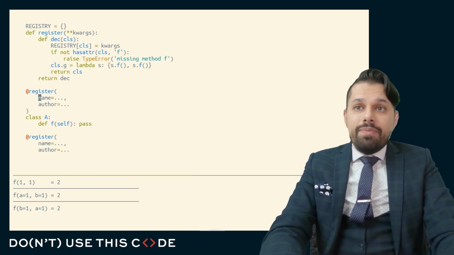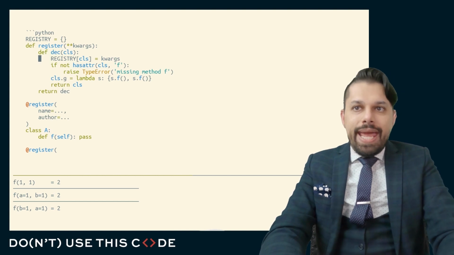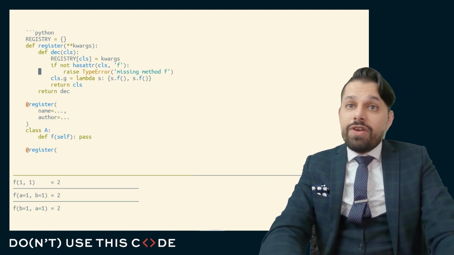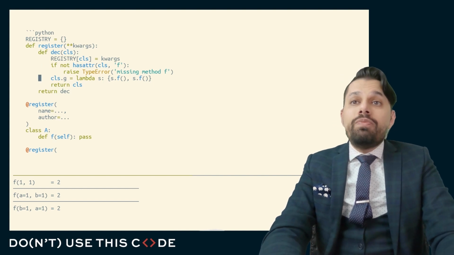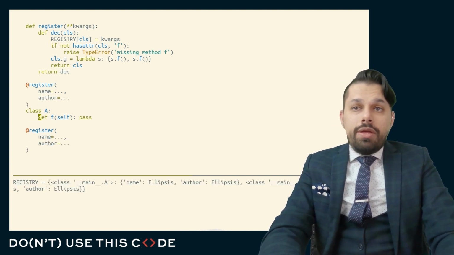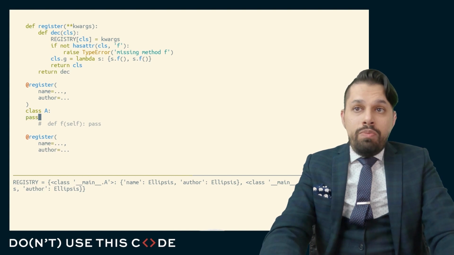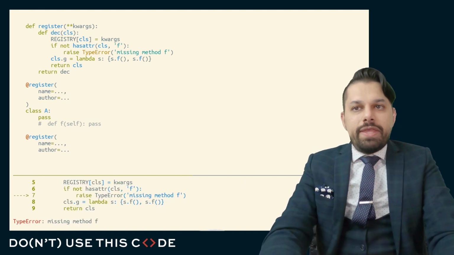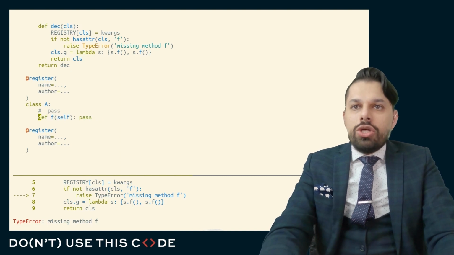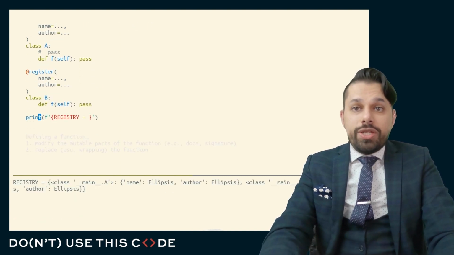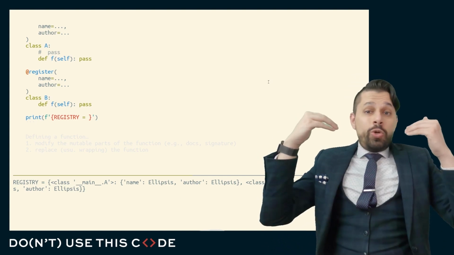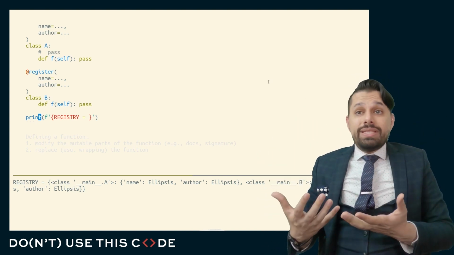We define a class A, and we register it in some fashion. We add it to a registry with the name and the author that are set in. We check it to see if it has a method called f, and if it has a method called f, we add in a new method called g. And this allows us to do things like make sure that that method f exists, otherwise we raise a type error, missing method f. It allows us to take this registry and look at it and see, oh, class A was defined, class B was defined, and maybe create documentation from that, maybe generate tests from that.